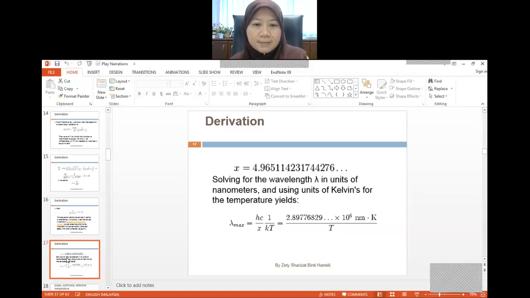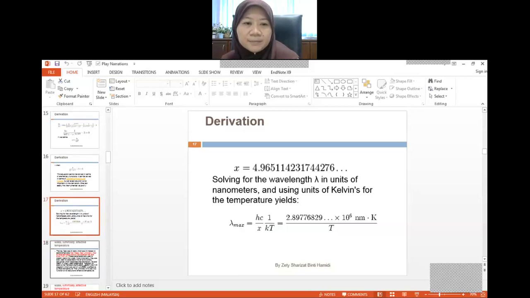Then we can put this value back into the earlier equation, and it will represent that lambda maximum equals hc over x times 1 over kT, which is 2.897 times 10 to the power of 6 nanometer Kelvin divided by T. So this is the constant value for Wien's law. That's the beauty of the theoretical derivation of physics, because we can get a constant value that we can calculate or prove. You can also prove, for instance, the speed of light, which equals 3 times 10 to the power of 8 meters per second. This is implemented in the modern physics subject, and it is the same with this one. We have the constant value b, which represents Wien's law.